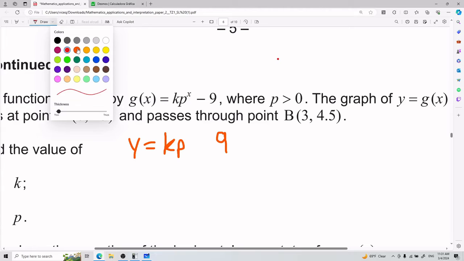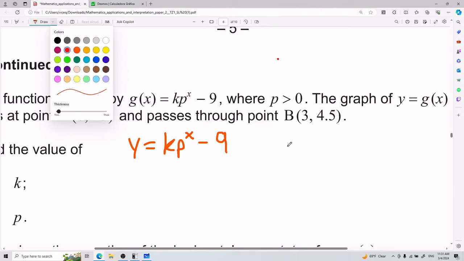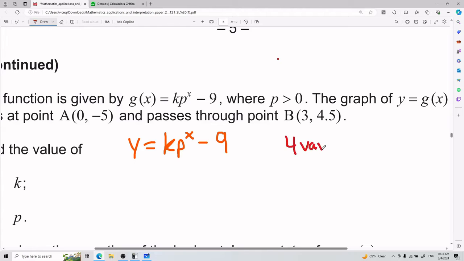See? So let me go back, write this again. So right now I have four variables, and it's hard to get one of them alone. It's hard for me to end up with, I don't know, y equals 2, because there are four variables. It's going to end up as y equals 2 plus k times p, and x is somewhere. So the point is, there are a lot of variables. You need to find a way to get rid of some of them.